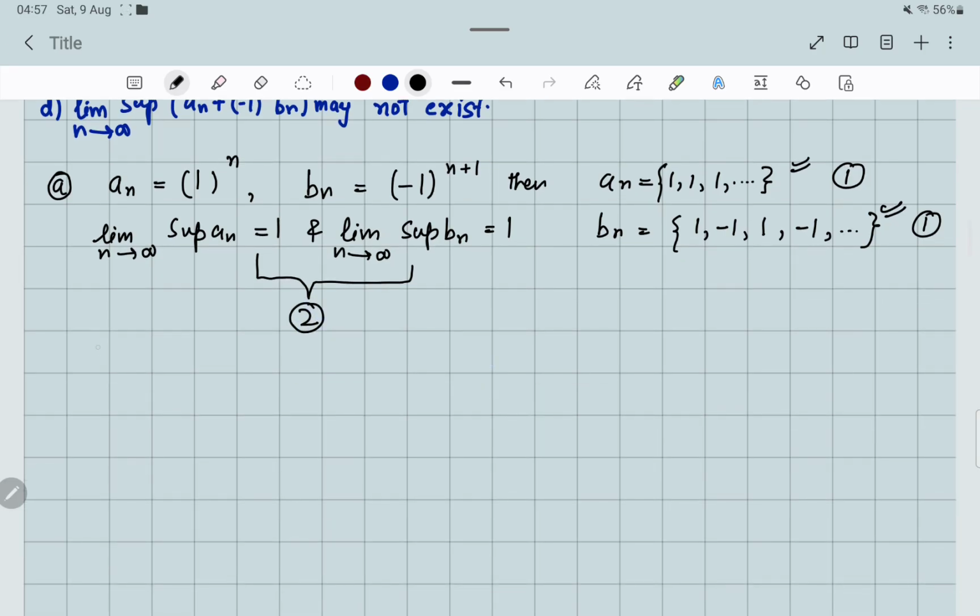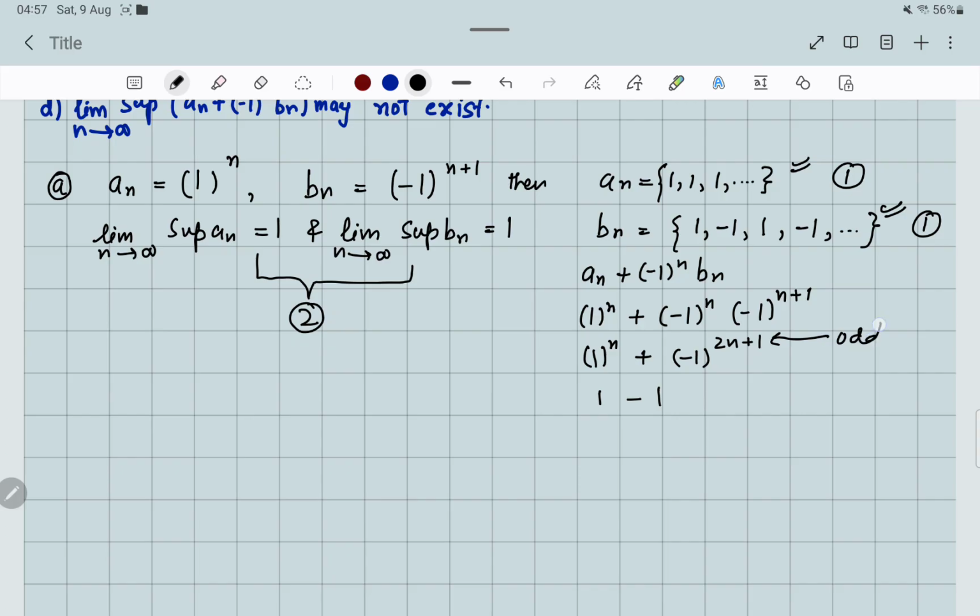Now let us check the right hand side. What is a_n plus (-1)^n b_n? Now a_n is 1^n and b_n is actually (-1)^n plus 1. This is 1^n plus (-1)^n times (-1)^(2n+1). This is 1 minus 1, because the exponent is odd, so this will be equal to -1. So this is 1 minus 1, which is equal to 0.